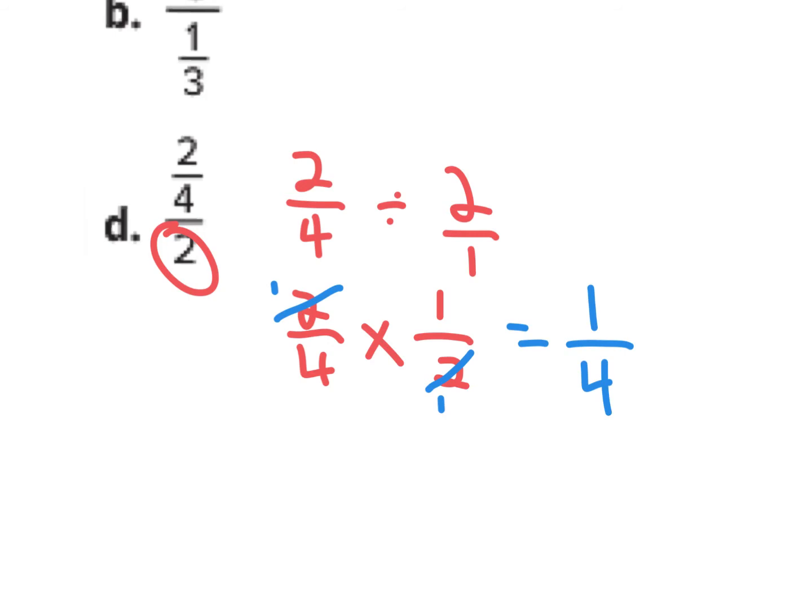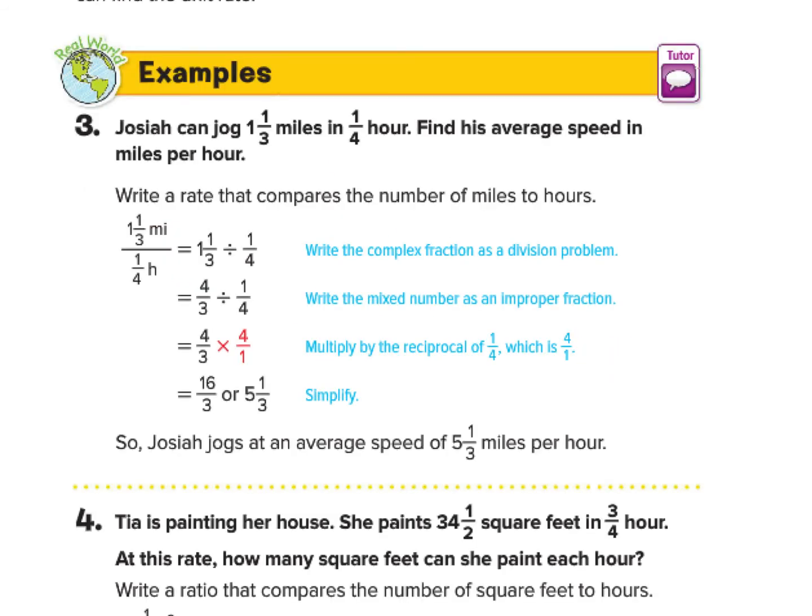I hope this is making sense. Let's go on to the next example. We're going to apply the same concept to a word problem. Josiah can run 1 1/3 miles in a quarter of an hour, in 1/4 of an hour. Find his average speed in miles per hour. Okay, so let's write a rate that compares the number of miles to hours. So when we have 1 1/3 miles over 1/4 hour, we can write it as a mixed number, 1 1/3 divided by 1/4. Now we cannot keep it as a mixed number, so that mixed number needs to be changed into an improper fraction.